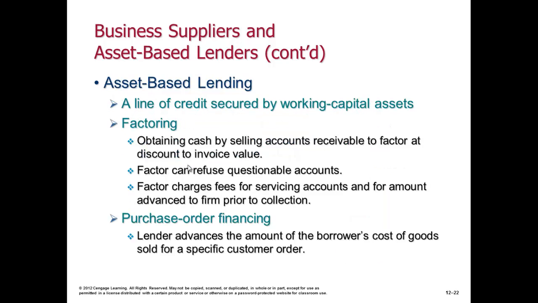Now, in asset-based lending, we talked about that a little bit already. This is where I'm secure. I'm going to get a line of credit that's secured by working capital assets. In other words, I've got some equipment in my plant. I'm going to secure that line of credit with that equipment, and then I'm going to use that money to make that manufacturing line or whatever it is better than what it was before. So typically it's secured by working capital assets. We've talked about that before.